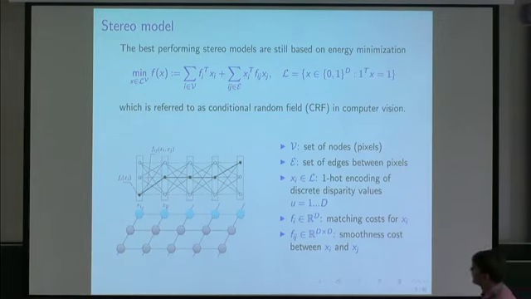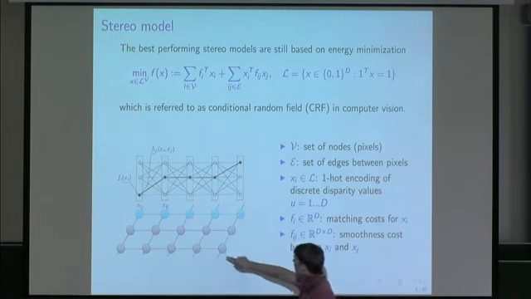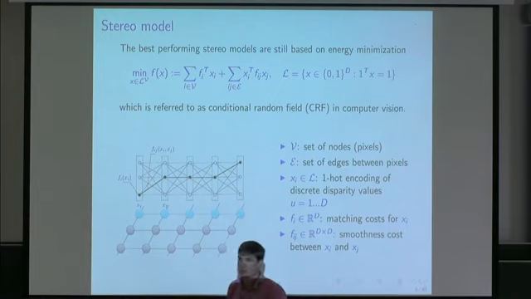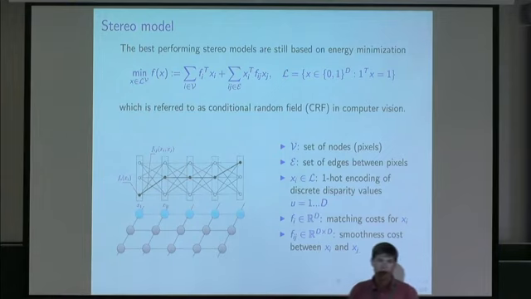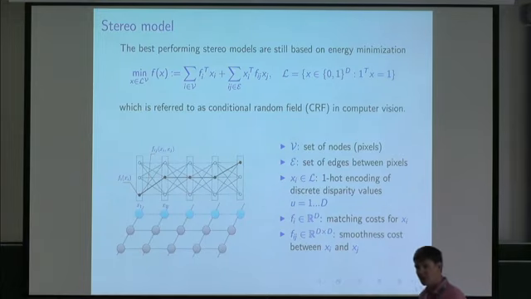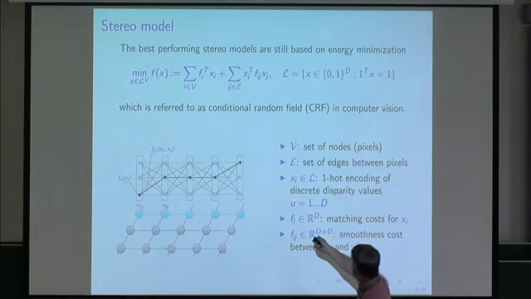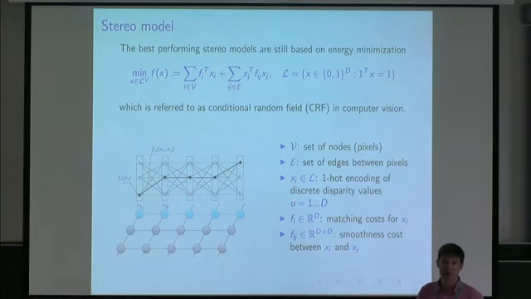The idea is the following. Here, consider this is an image. This node corresponds to the image pixels, and we want to assign to each node a certain label. For stereo it will be just a disparity, so it can be from 1 to D. Typically D is around 200 for practical stereo problems.